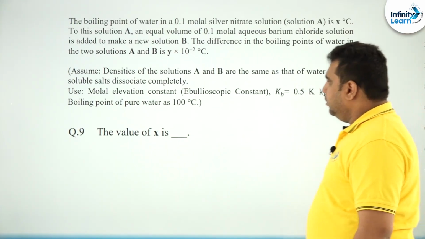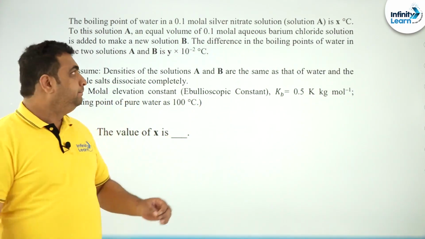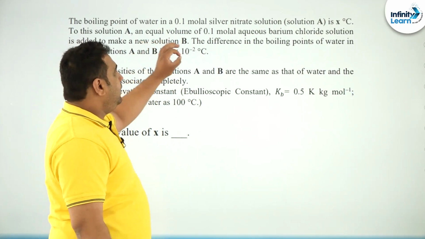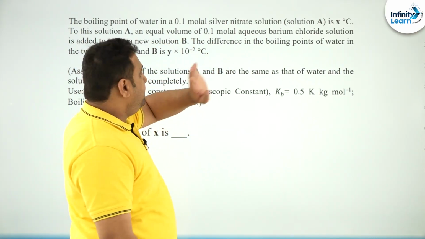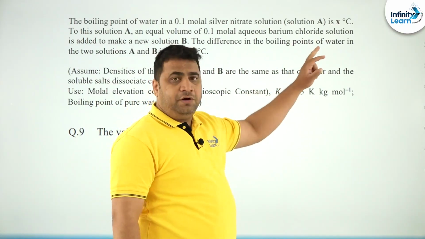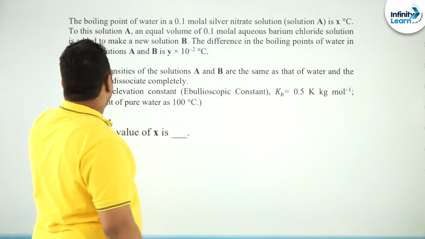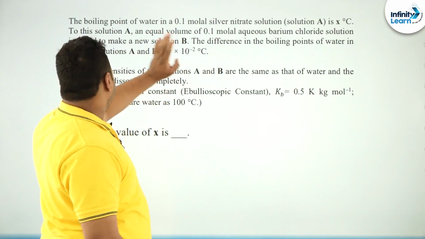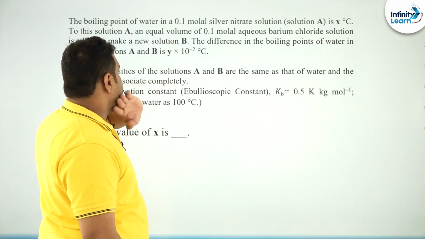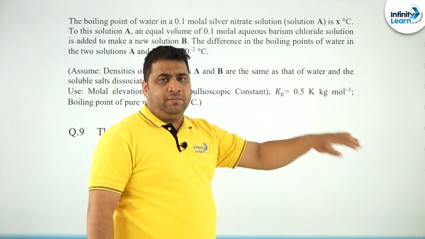Now let us solve this problem. The boiling point of water in 0.1 molar silver nitrate solution is x degree centigrade. So please remember that he is asking the boiling point of the solution. To this solution A, an equal volume of 0.1 molar aqueous barium chloride solution is added to make a new solution B. Same solution, you are adding barium chloride in that.